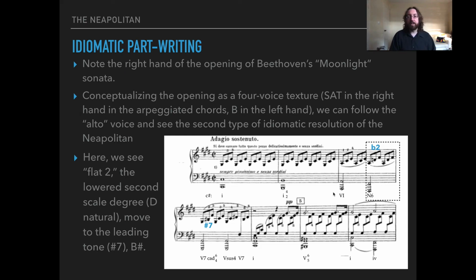As we move towards the Neapolitan, listen for the moment we arrive and how much like a beam of light it is.